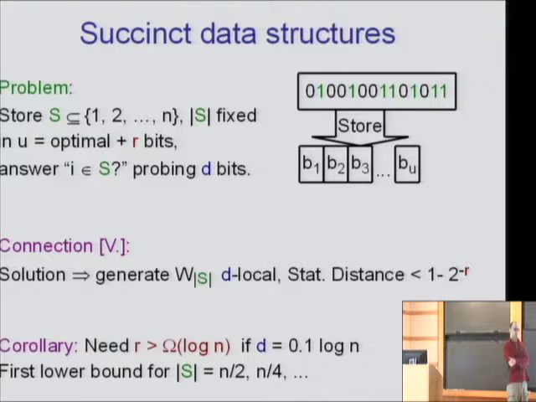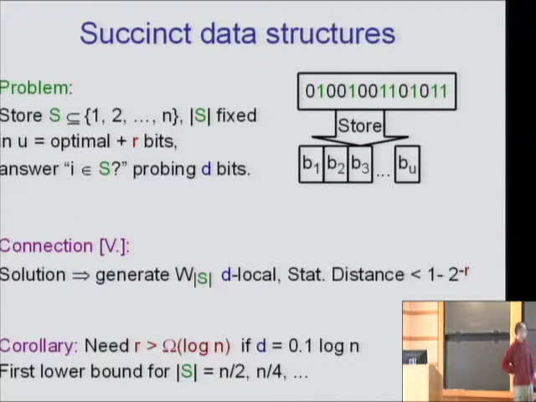So there has been some recent progress on lower bounds for succinct data structures, also by us. The most important problem that's left open is this one here, which is called the membership problem. Okay, so here is a very basic, interesting problem.